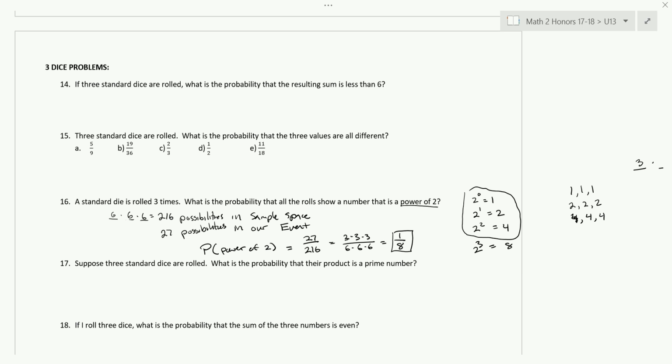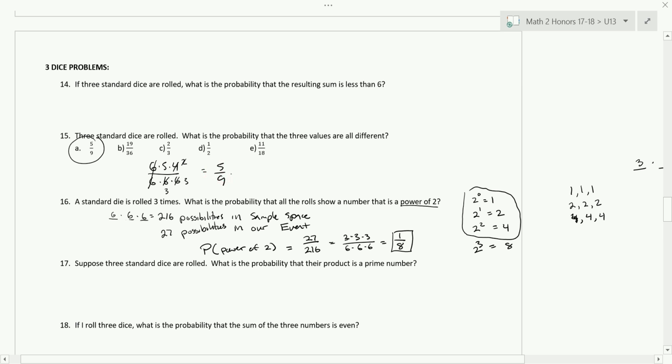So which one did you guys do? You did number 15? So we already did 15, and we came up with 5/9. Okay, so we already got that one down. And what we did there was 6 times 5 times 4 over 6 times 6 times 6. Reduce that. We got 5 out of 9.